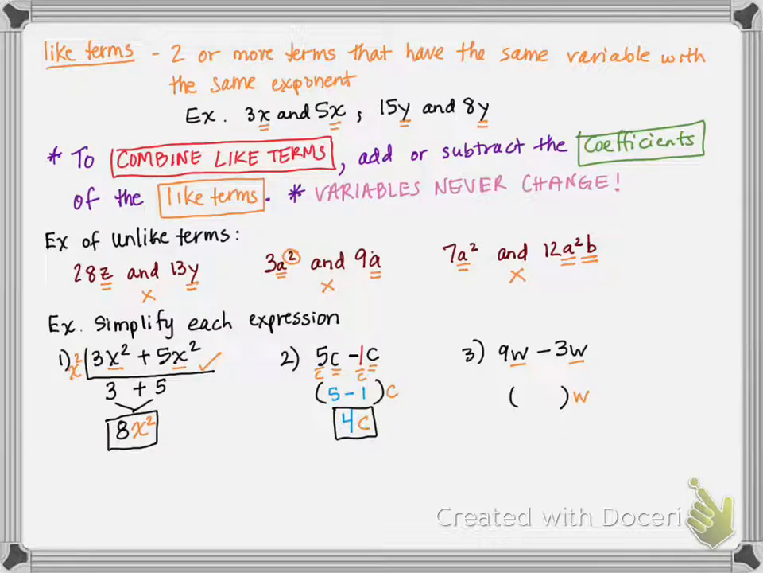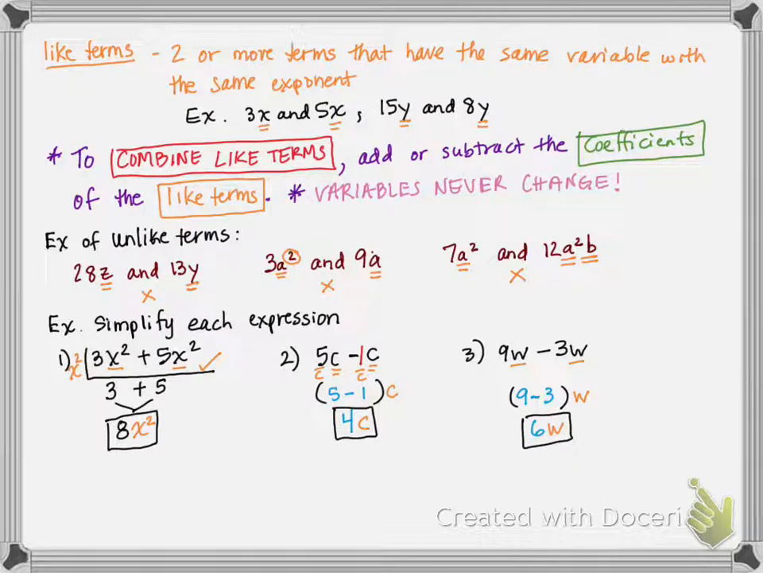And then we're going to take the coefficients. That's the numbers in front of the variables. So we have a 9, and then it says subtract, and then we have a 3. And we do that math. 9 take away 3 is 6. And then it gets multiplied by the w. So it becomes 6w. Pretty nifty, huh?